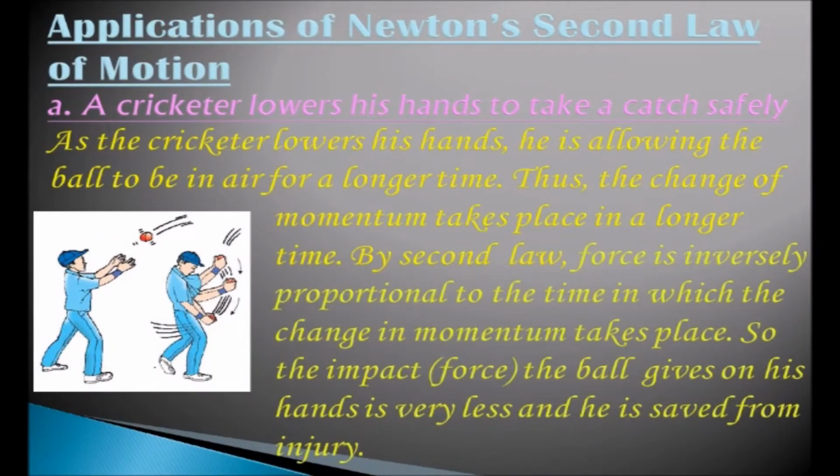Now we can discuss some applications of Newton's second law of motion, which is very familiar to you. You may have seen a cricketer lower his hands to take a catch safely in the game of cricket. As the cricketer lowers his hands, he is allowing the ball to be in air for a longer time. Thus the change of momentum takes place in a longer time. By second law, force is inversely proportional to the time in which the change in momentum takes place. So the force exerted by the ball on his hand becomes less and he will be saved from injury.